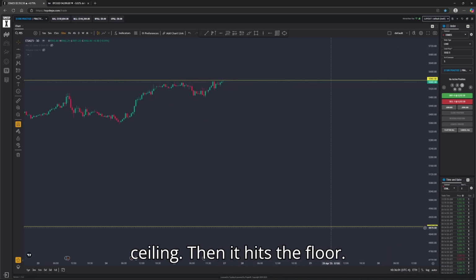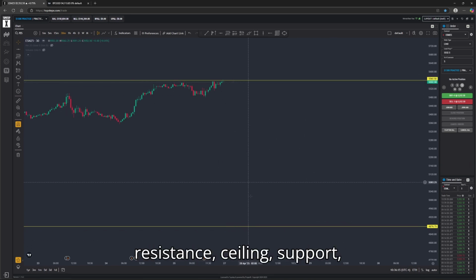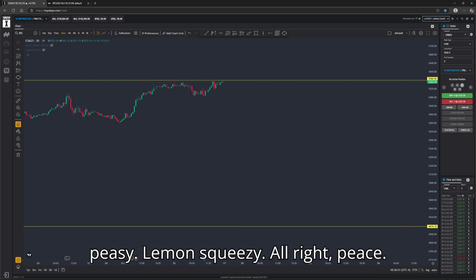Rotating off the ceiling, then it hits the floor. Resistance, ceiling. Support, floor. Simple, easy peasy, lemon squeezy.